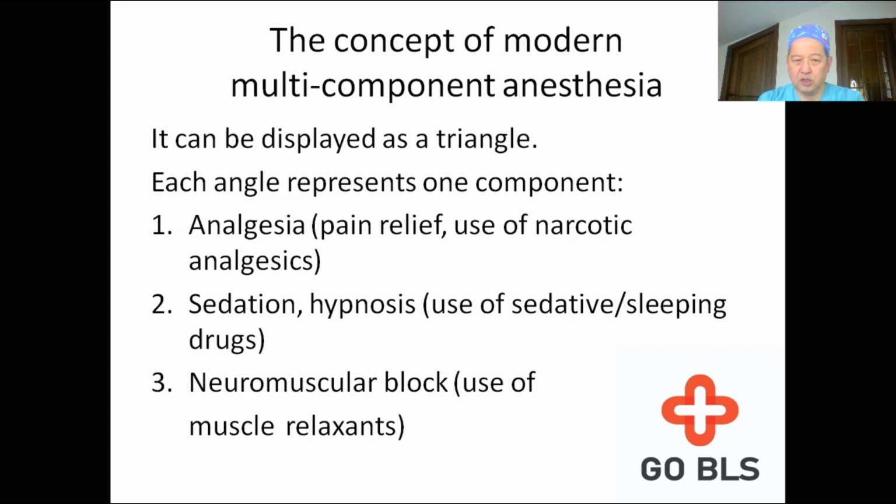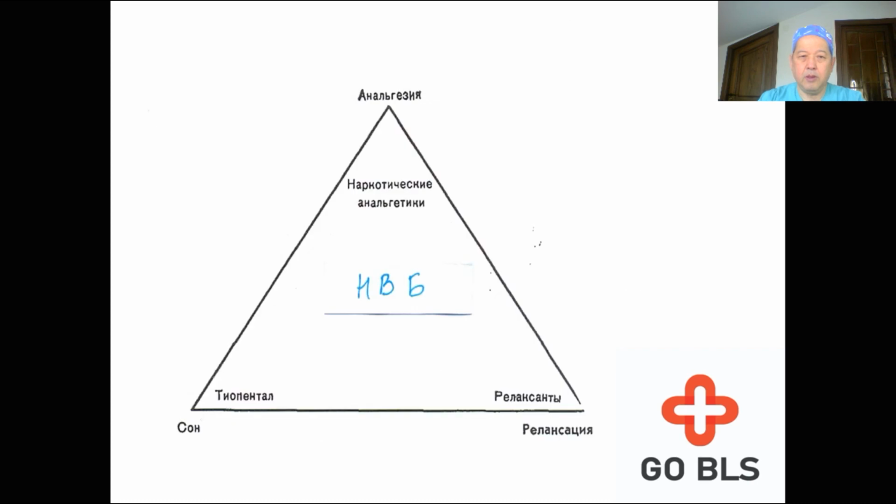First component, analgesia. So we use narcotic analgesics. Second component is sedation or hypnosis. We use sedative drugs. And third component is neuromuscular block. So we use muscle relaxants. Let's take a look at this triangle again. Number 1 is analgesia or pain relief. Number 2 is sedation or sleep. And number 3 is neuromuscular block or muscular relaxation.